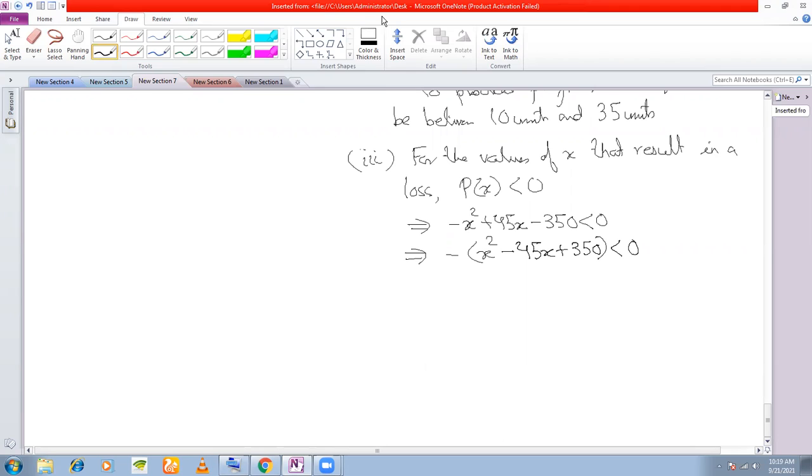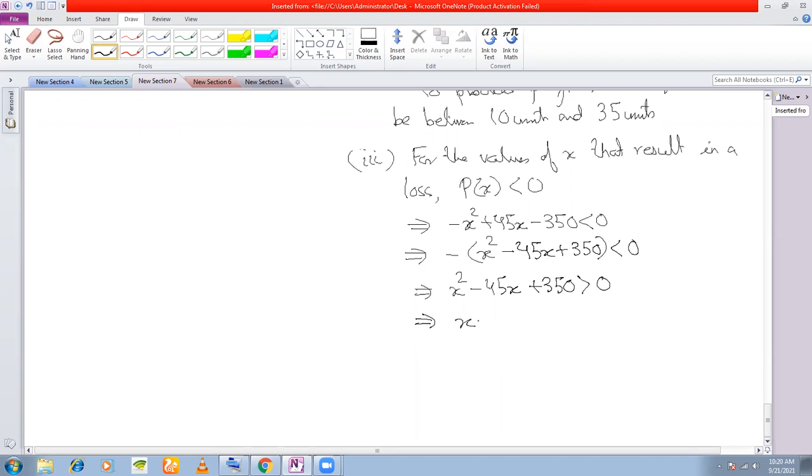Yes, what happened? Minus x square plus 45x. Yes, this is correct. Minus x square, yes, this is okay. So you get here. Now you multiply both sides by minus 1. x square minus 45x plus 350 is greater than 0.